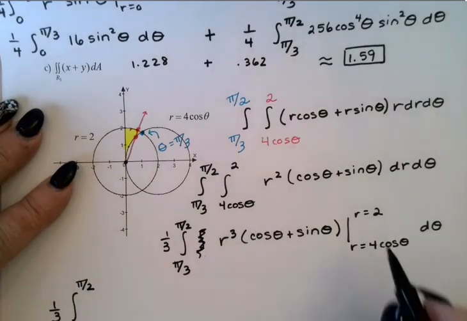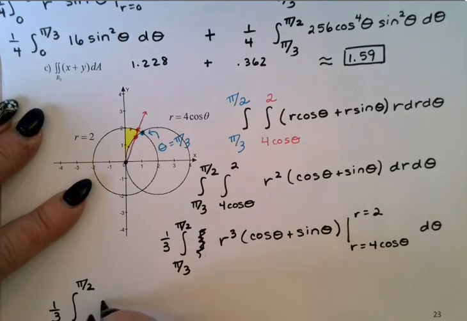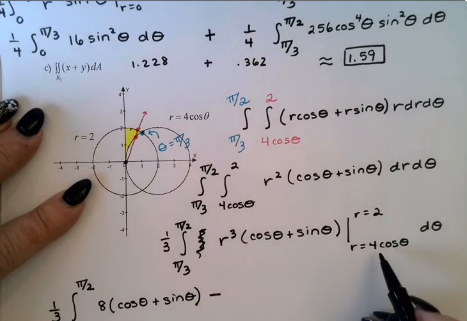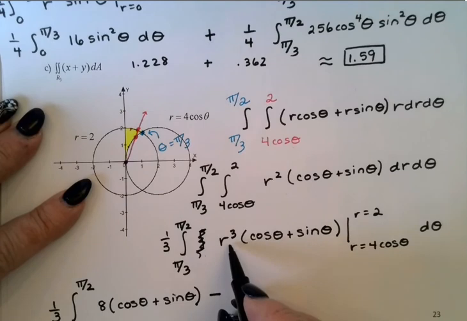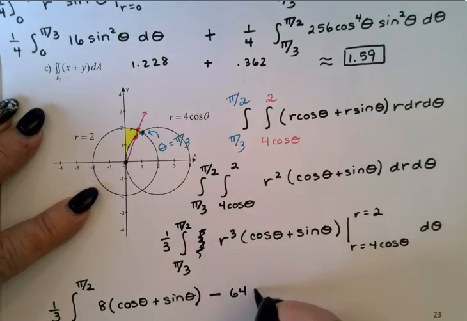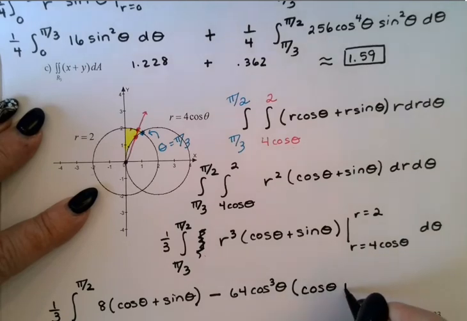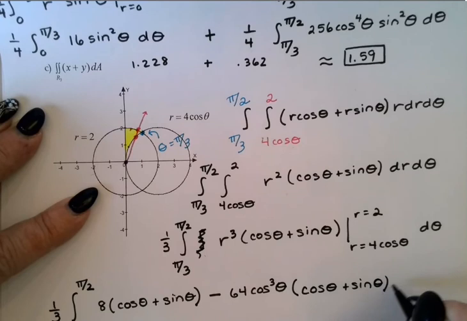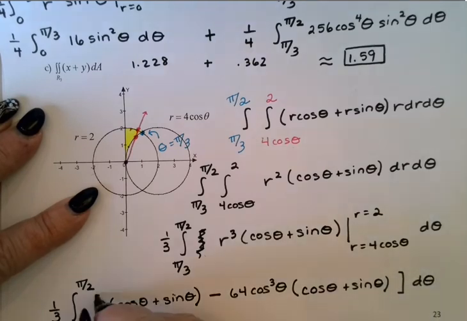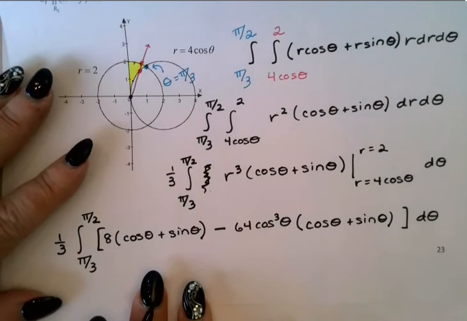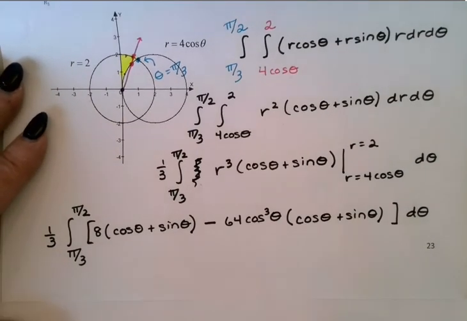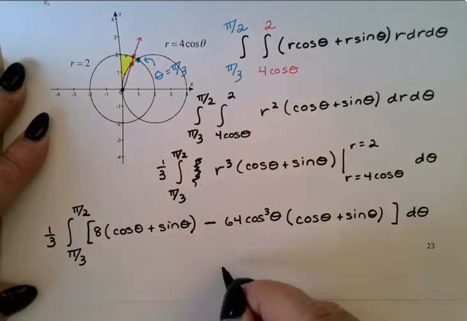And let's see here. Plugging in r equals 2, it's going to make that an 8, minus, plugging in the 4 cos theta, cubing that is 64 cos cubed theta, times that cos theta plus sine theta. And I have a really big, ugly integral left, so thank goodness for calculators at this point. When I did that one on my calculator, including the 1/3, I got 1.21.